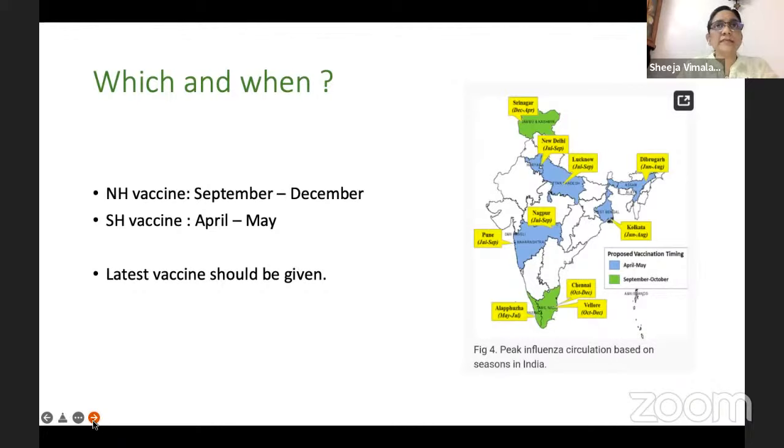Whichever vaccine is available, the latest vaccine should be administered, preferably wherever you are staying, before the influenza season. In India, the influenza season either coincides with the winter time, or more commonly with the monsoon. So just before the monsoon. If you are in a state where the monsoon happens in June, July, then this is the time to give the SH vaccine, which is already available. The SH vaccine 2020 is already there and that can be given.